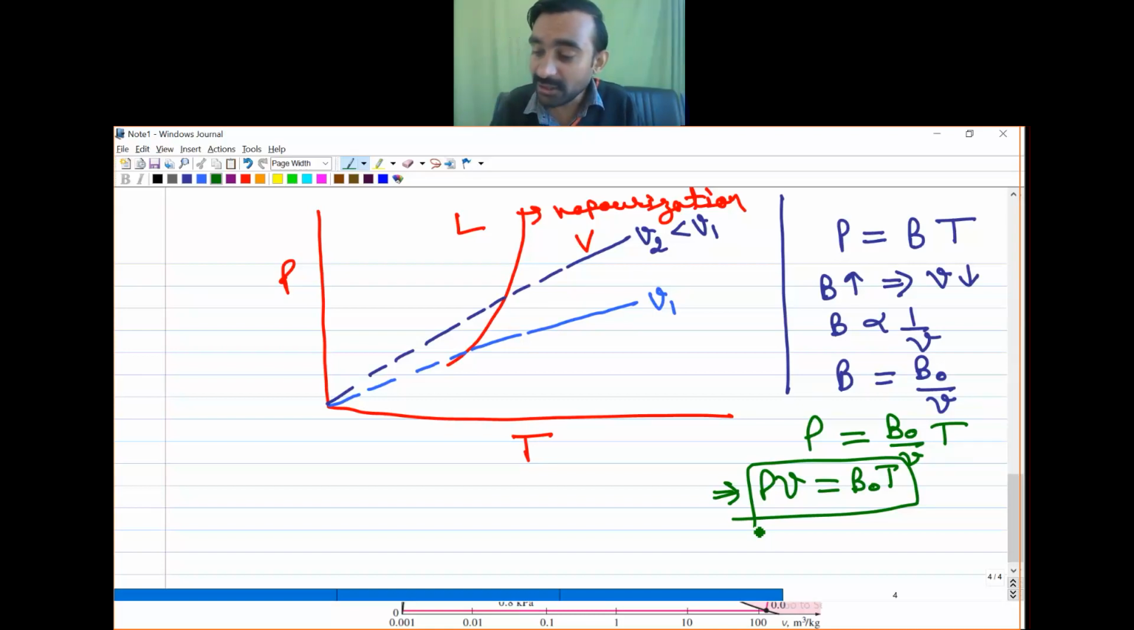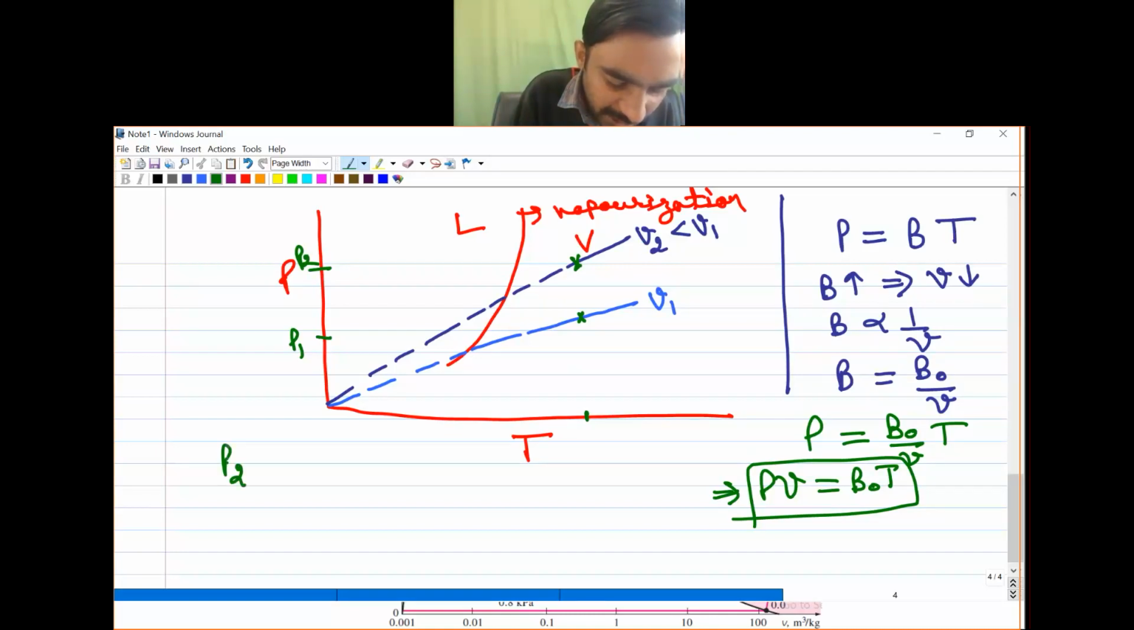Now let us try to see in detail how V2 is less than V1. If I take any value of temperature, say this temperature, then for the first line the value of pressure is, say, P1. At the same temperature, the pressure corresponding to the second line is P2, and our substance in this region is in the gaseous phase. So it means P2 is greater than P1 at the same temperature.